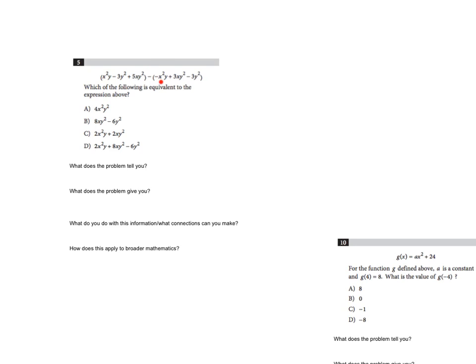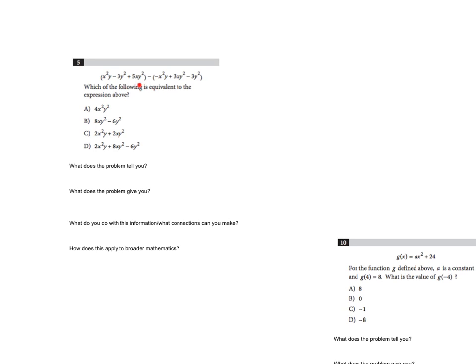So it seems like there should be a 2x squared y in the problem. So immediately I'm like, gone with this one, because these two are the only two that have a 2x squared y in them. Now I have to check minus 3y squared and plus 3y squared. Oh, those are going to cancel out, so there's no more y squared left. I'm going to guess this answer is C, and that's the right answer.